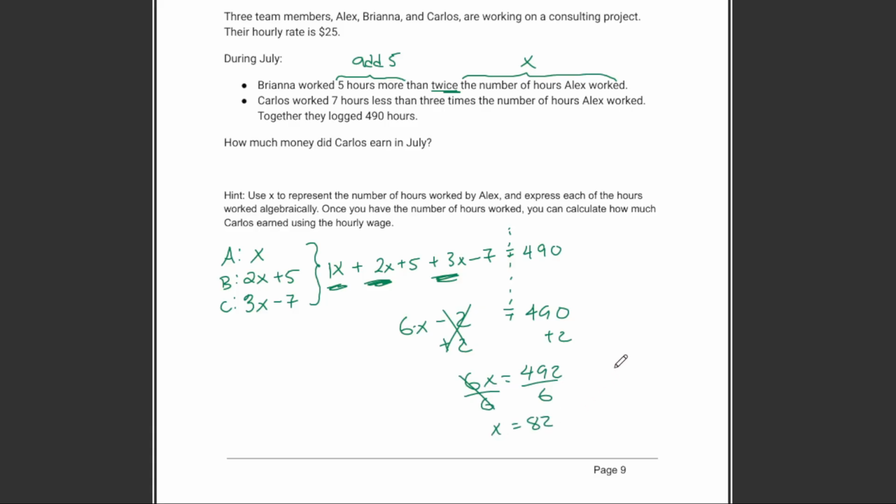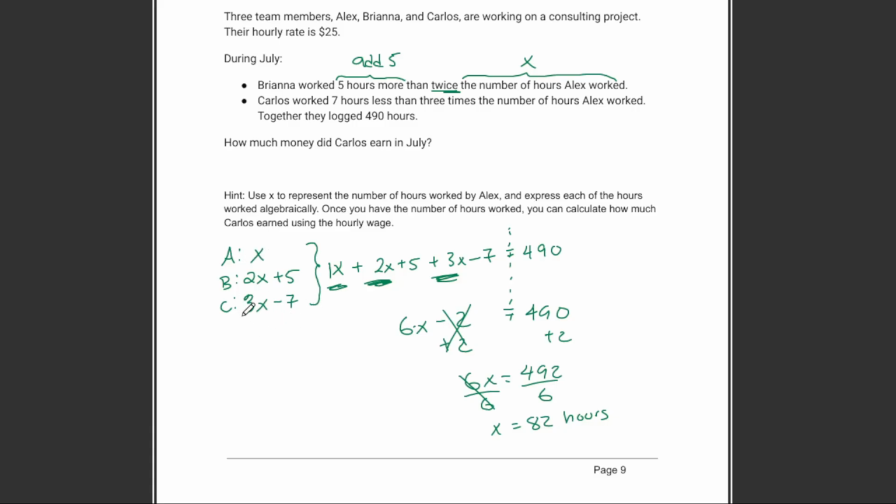Okay, x equals 82. What does that mean? What is x? Is that the number of hours worked by Alex, Brianna, or Carlos? Because the question says, how much money did Carlos earn in July? And I know their hourly rate is 25. So should I just multiply 82 hours by 25? Is this the number of hours worked by Carlos? No, because x is Alex's number of hours.